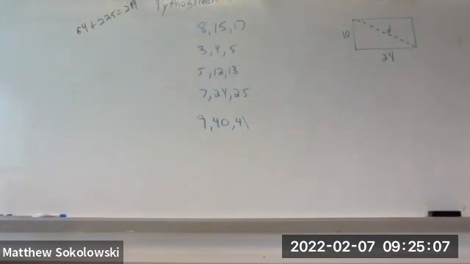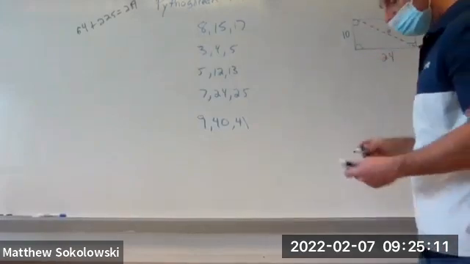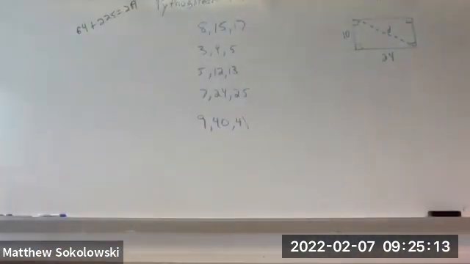We've got a rectangle, so all the angles are right angles. If we have a triangle that has a right angle in it, what can we use to find the missing side? Pythagorean theorem. Very good. That's what this unit is on. So we can use the Pythagorean theorem.